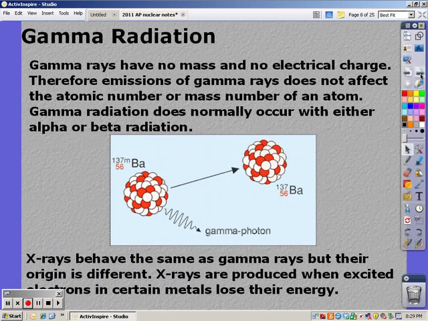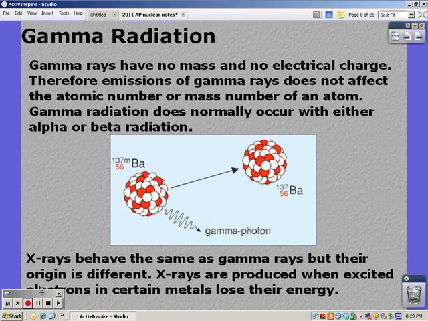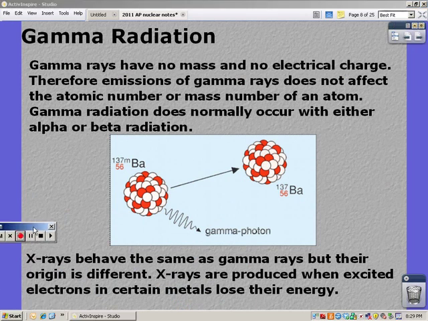Gamma radiation does not have a mass or a charge. Therefore, emission of gamma radiation does not affect the atomic number or the mass number of an atom. Gamma radiation normally occurs with alpha or beta as well. X-rays are going to be similar to gamma rays. The only difference is their origin. X-rays are produced when excited electrons in metals lose their energy, while gamma rays are produced by unstable nuclei.